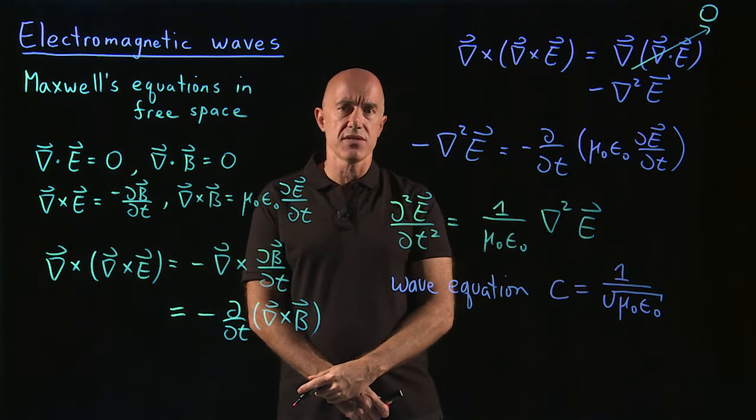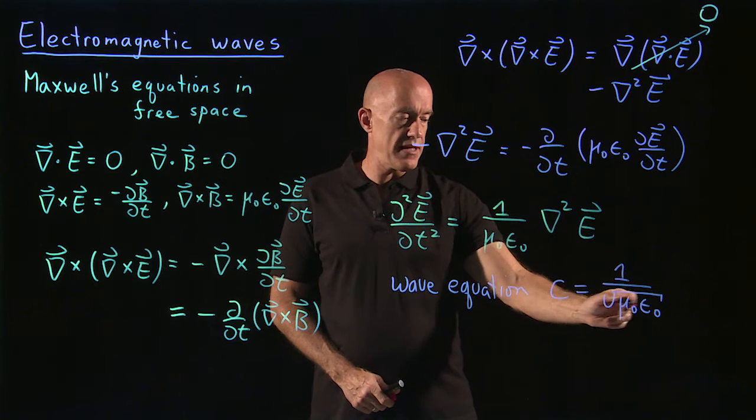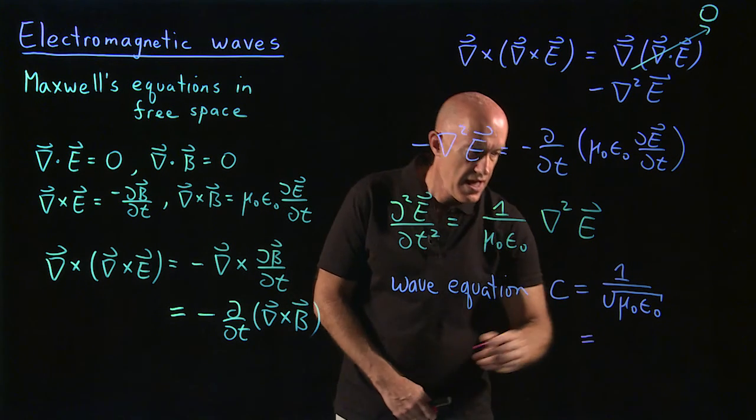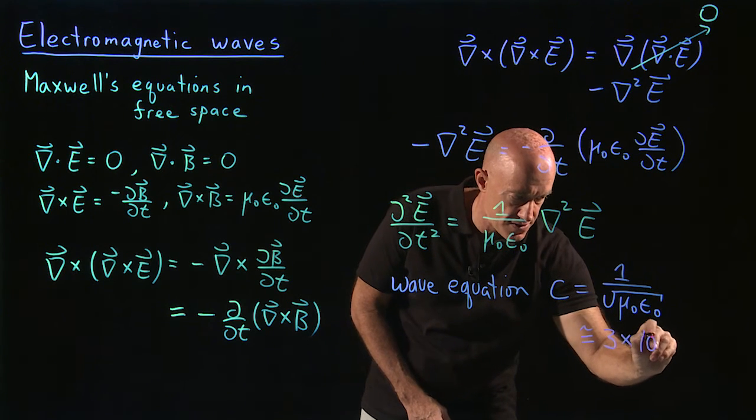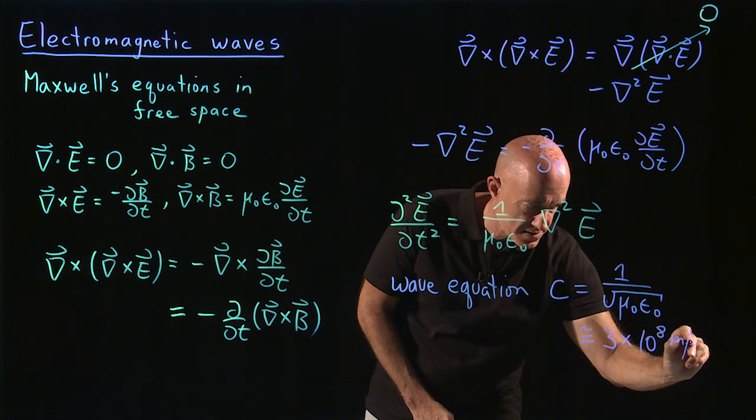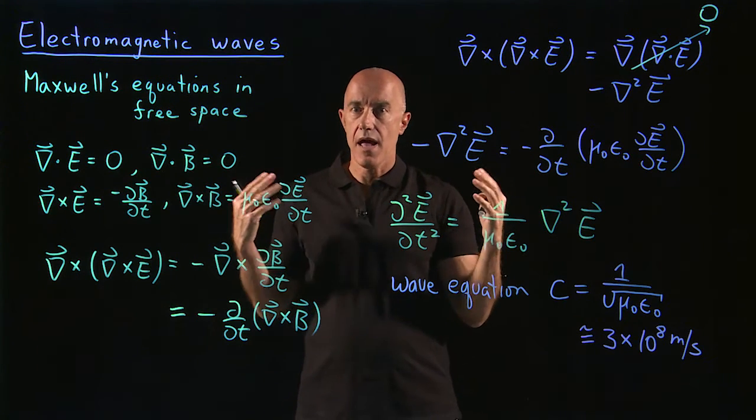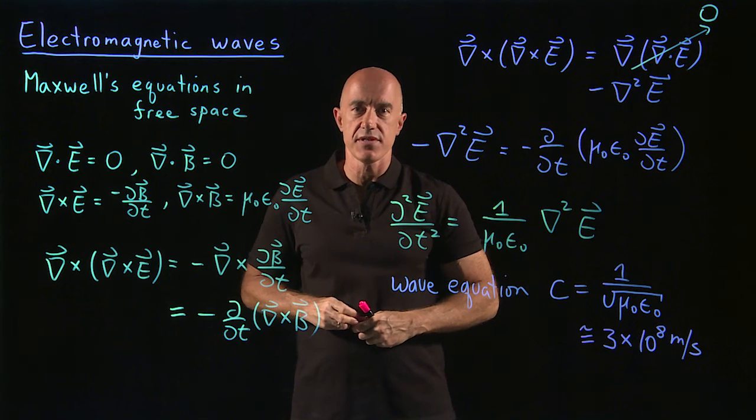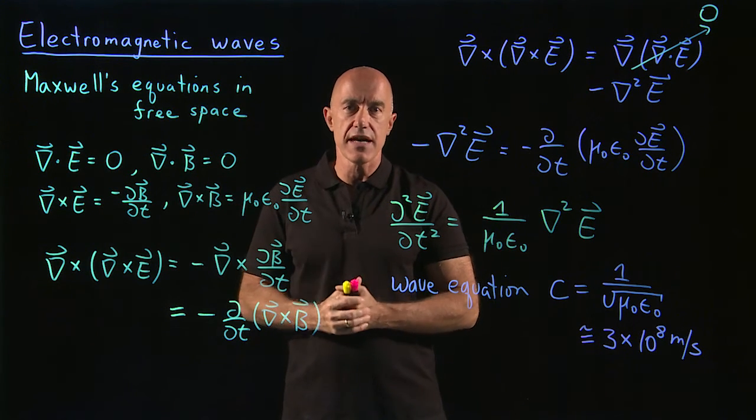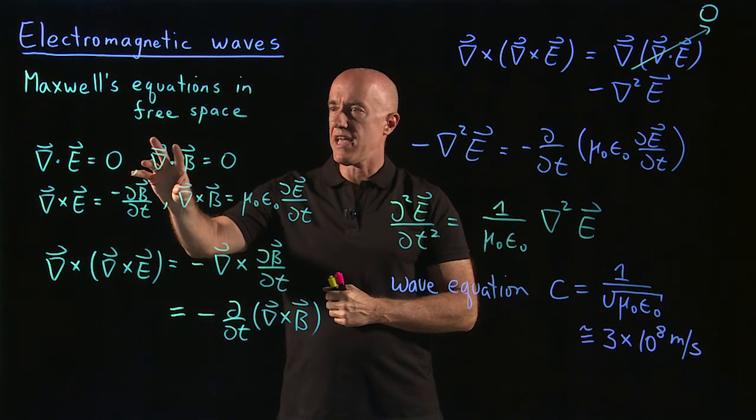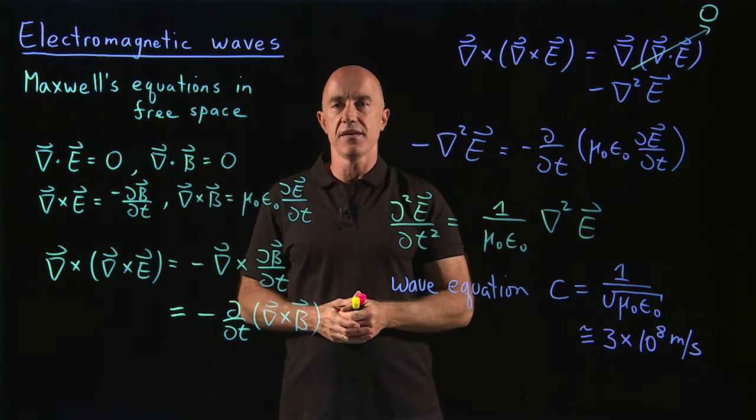And then from measurements in statics, electricity, and in magnetism, you can have these numbers, and you end up with about three times 10 to the eighth meters per second as the speed of light. Okay? An amazing result when it was first discovered by Maxwell, by these equations for electric fields and magnetic fields, he was able to derive a wave equation and then calculate the speed of light.